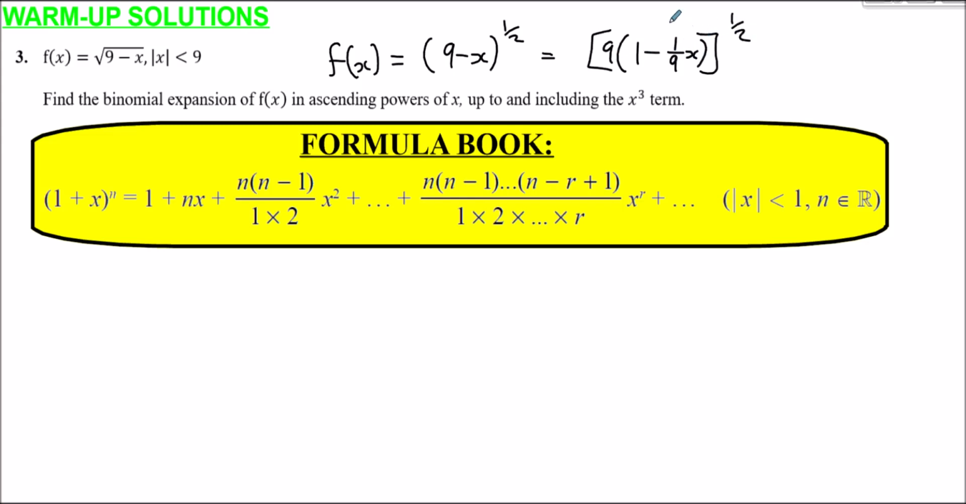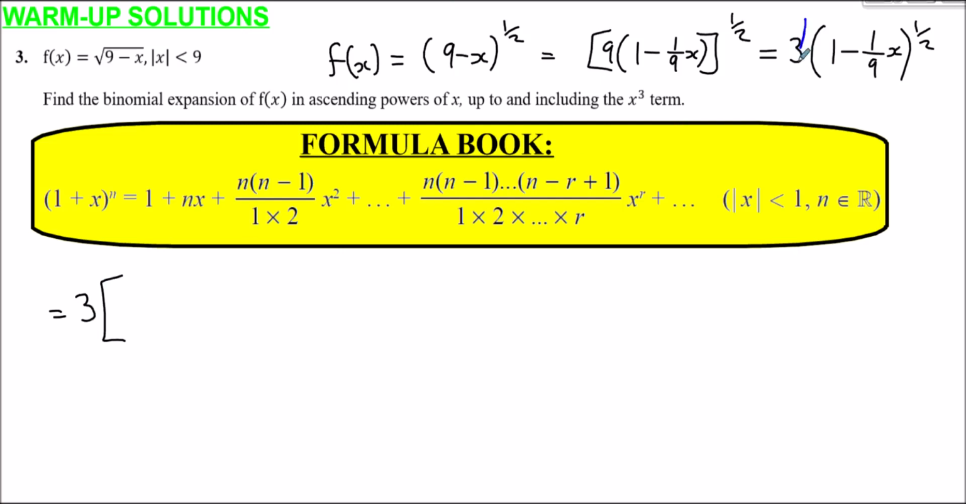So take the power of half to both the 9 and the bracket. 9 to the power half is clearly 3, and the bracket becomes 1 minus a ninth of an x to the power of a half. We leave this 3 on its own on the outside, and use the formula to help us perform the binomial expansion of 1 minus 1/9 x to the half. Multiplying by 3 at the end will yield our final solution. So 3, then big brackets.